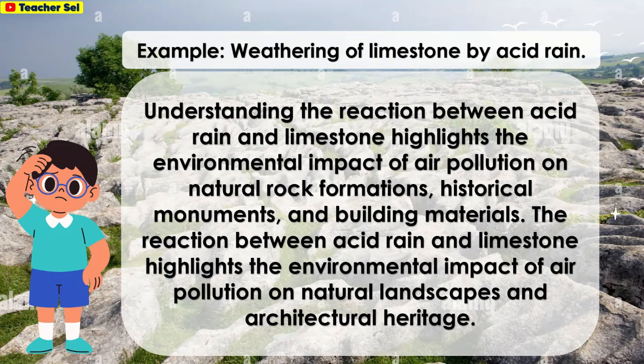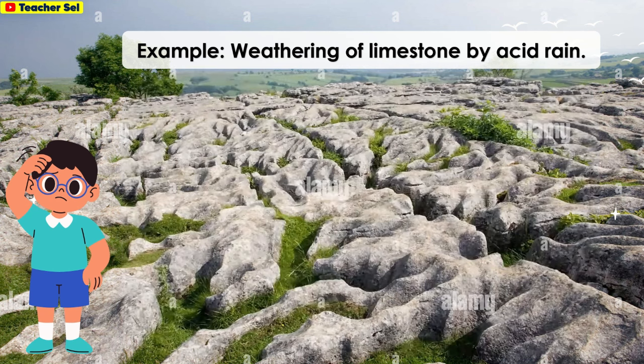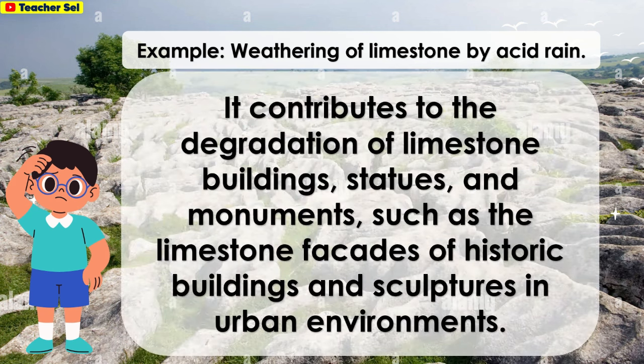Understanding the reaction between acid rain and limestone highlights the environmental impact of air pollution on natural rock formations, historical monuments, and building materials, as well as on natural landscapes and architectural heritage. It contributes to the degradation of limestone buildings, statues, and monuments, such as the limestone facades of historic buildings and sculptures in urban environments.